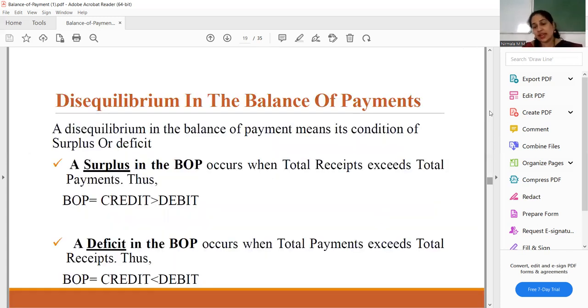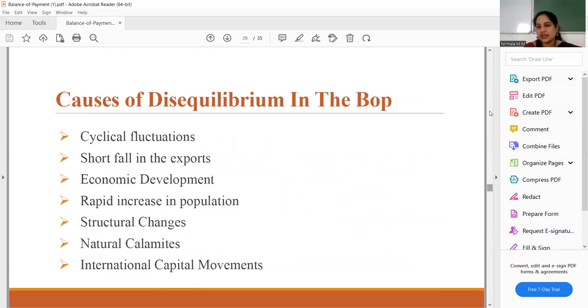One of the greatest concerns that most developing and underdeveloped economies face at present is disequilibrium in the balance of payment, so basically deficit BOP. When we talk about disequilibrium, it is either demand exceeding supply or supply exceeding demand. So basically it is a surplus BOP or a deficit BOP. A surplus BOP occurs when the total receipts exceed the total payments, and a deficit BOP is when the total payments exceed the total receipts. Both the surplus and the deficit BOP are considered as disequilibrium in the balance of payment situation.